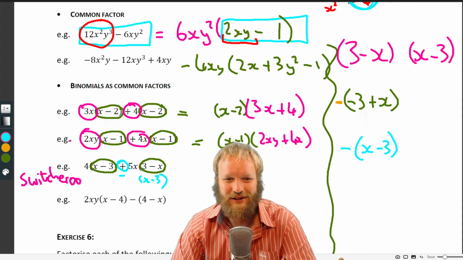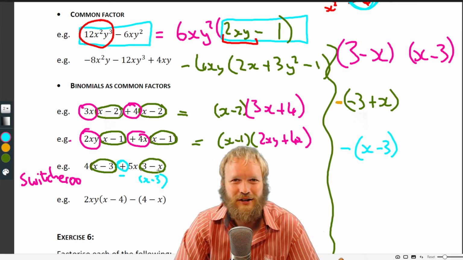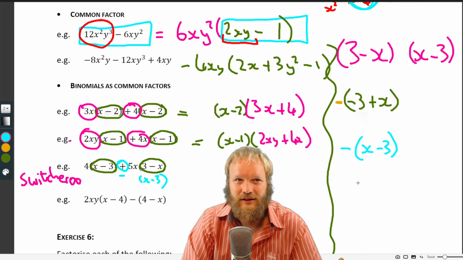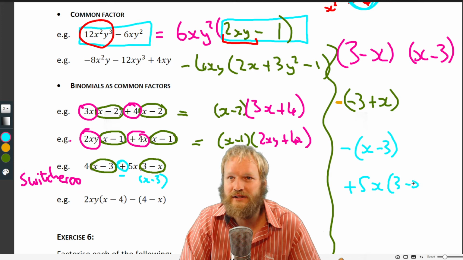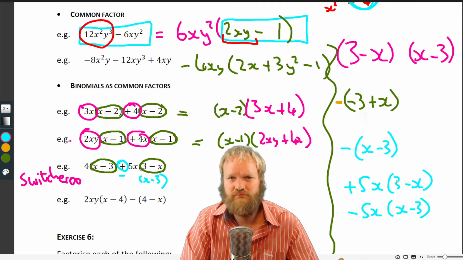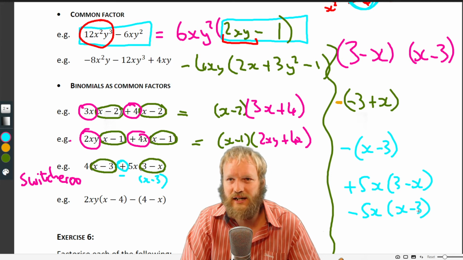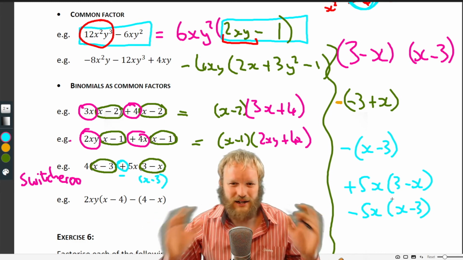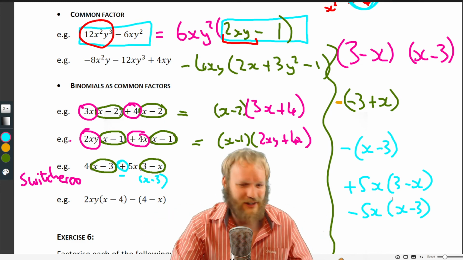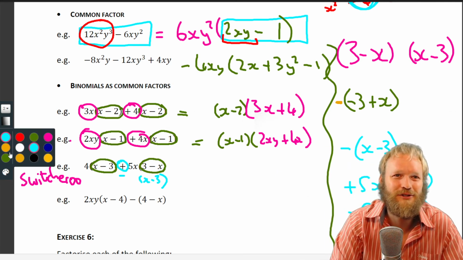Again, I'm going to come back and read that and be interested. So this whole part here, positive 5x times 3 minus x, is just the same as negative 5x times x minus 3. Look, positive 5x times 3, 15x. Negative 5x times negative 3, 15x. 5x times negative x is the same as negative 5x times x. Okay, so for the final time, just a thumbs up or a thumbs down. How's the switcheroo?